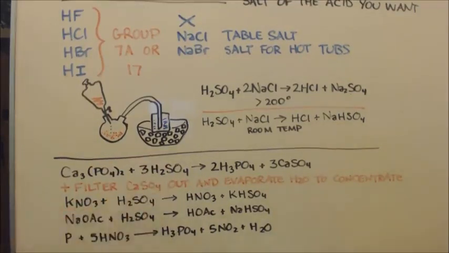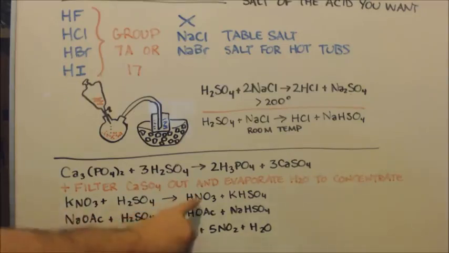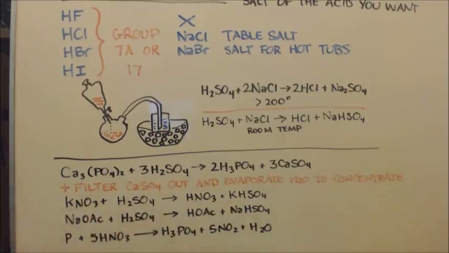Let's say you wanted nitric acid. Same thing, you get this nitrate salt, you drip this sulfuric acid on it, right? Once you do that, you can distill this out at 83 degrees or 86 degrees or whatever.